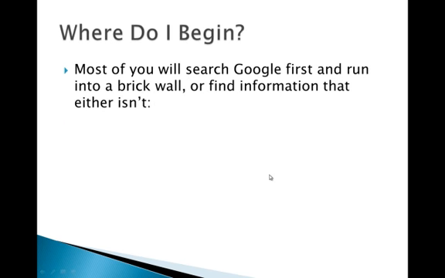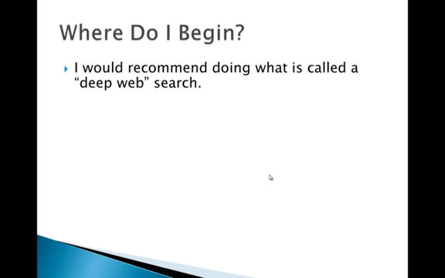So where do you begin? Most of you are going to search Google for the first time and you're going to run into a brick wall. Or you're going to find information that either isn't reliable, meaning it could come from anywhere. It might not be accurate because it could come from a source that doesn't know what they're talking about. And it might not be useful to you. So Google's not always the best place to go.